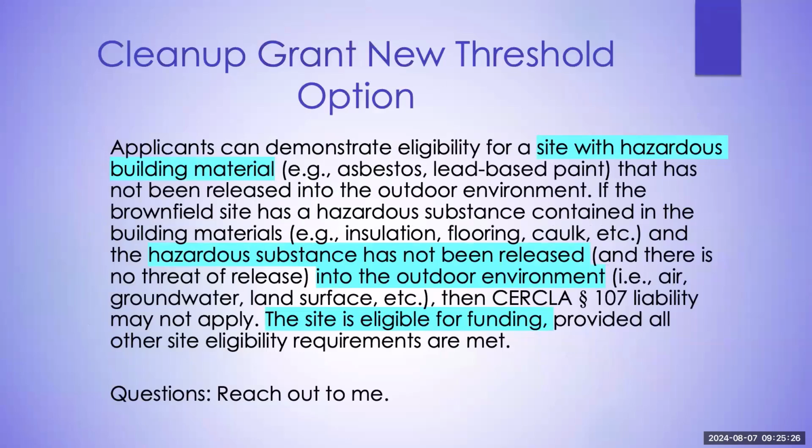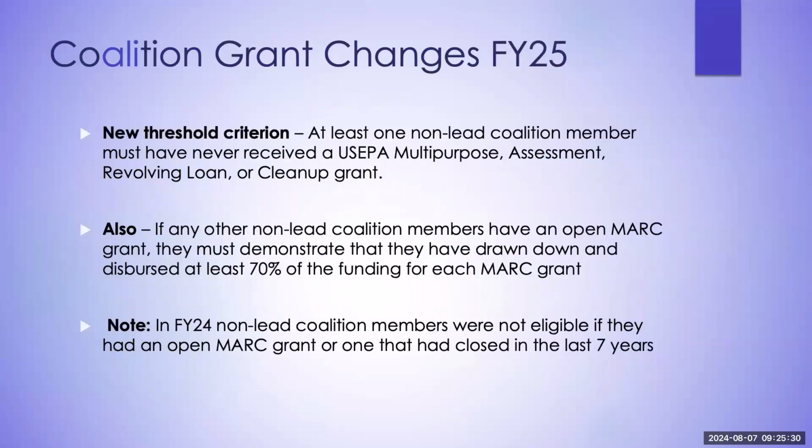One other change. Oh, go ahead. Do we have a question? I'm sorry, Carla, if we could go back to the other slide on the coalition grant. So at least one non-lead coalition member must never have received one. But correct, how about the ones that have? And are you still looking for disadvantaged communities, low capacity with those?